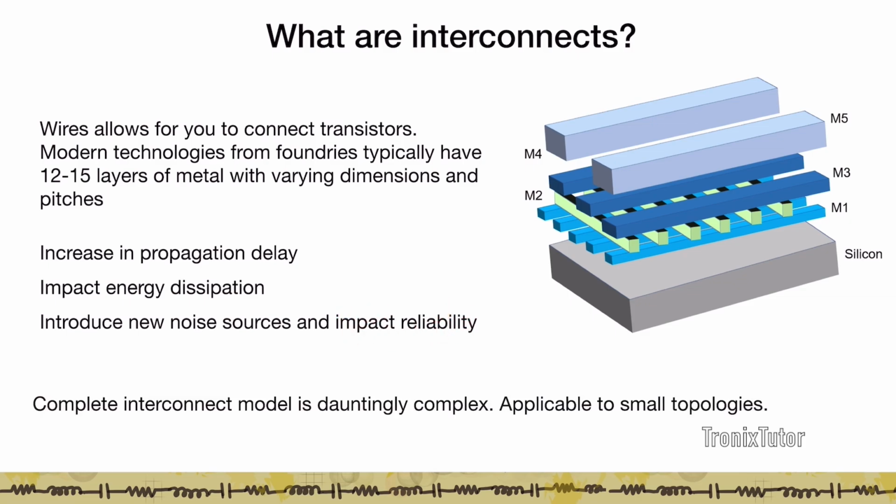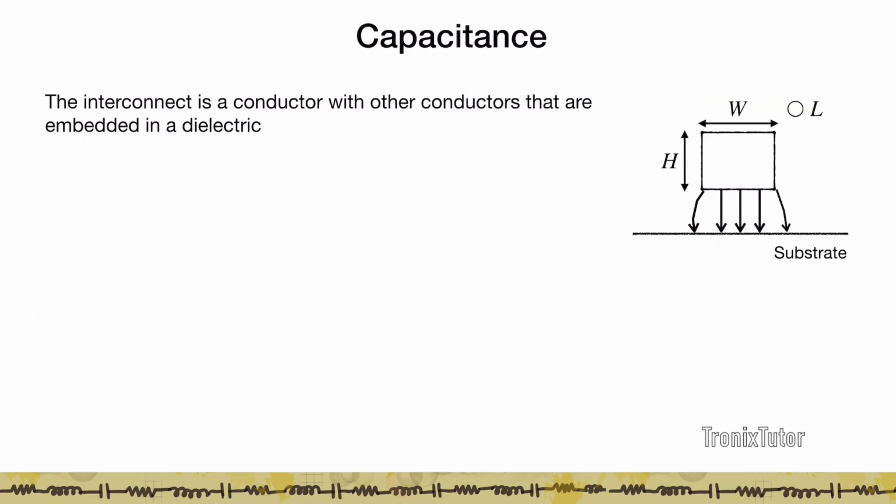And normally modeling of these interconnects is dauntingly complex. It's not something which is very simple to do. And as technologies scale and as these stacks become more and more complicated, it becomes harder and harder to do complete simulations. So let's talk about these effects in detail. Let's first begin with capacitance.